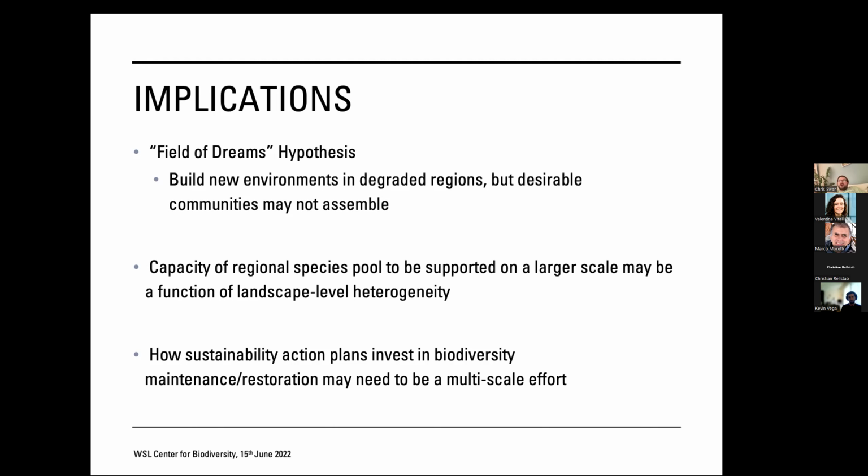We've published this in an Ecological Applications paper when it comes to stream ecology. And I can talk to you about that afterwards if you'd like, in the context of river networks in isolation. The capacity of the regional species pool to be supported on a large scale may be a function of landscape level heterogeneity, and how sustainability action plans invest in biodiversity and restoration may need to be a multi-scale effort. So you have to think not just locally, but regionally about the context where you put things.